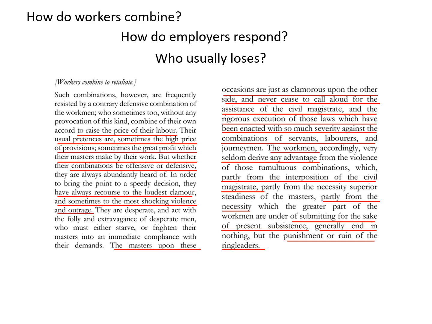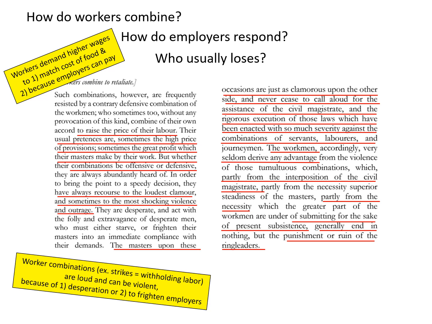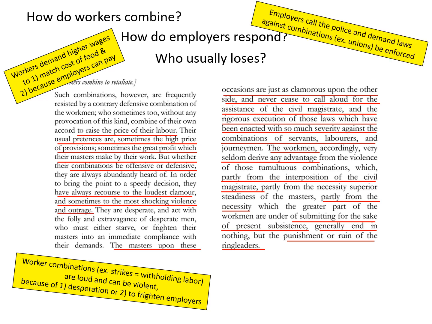Of course, it's more common for people to understand that workers combine, and they will combine to demand higher wages. Their arguments will always be that the cost of food has gone up, so they have to have higher wages to match the cost of food so that they don't suffer. And they'll always argue that employers are rich enough to pay higher wages. Workers will combine by having strikes or other collective actions. And these worker actions will always be, according to Smith, loud and violent, either because the workers are desperate or as a way to frighten employers into raising their wages.